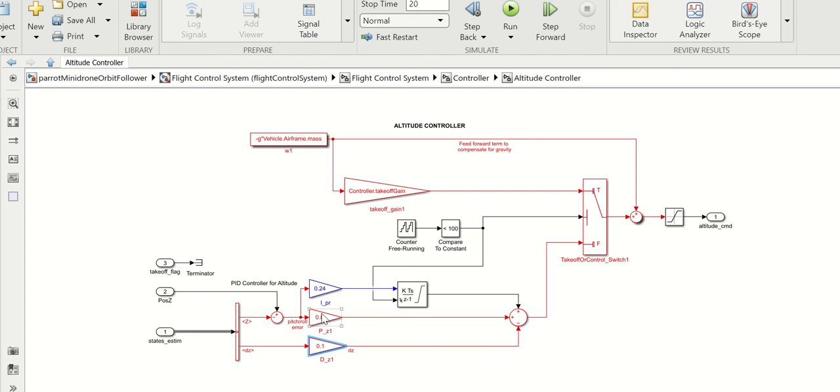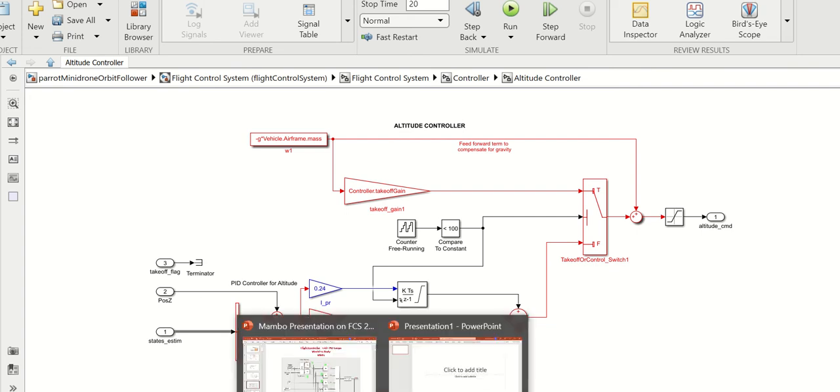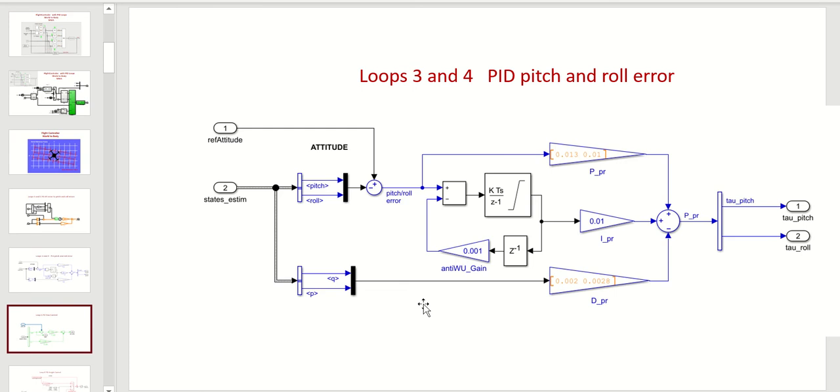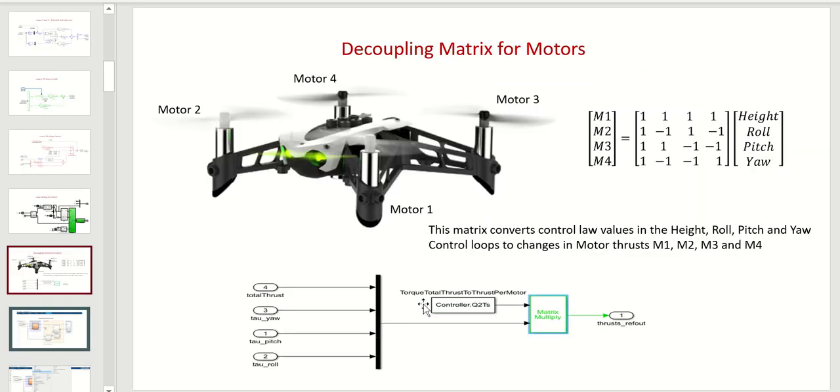I've kept the KP and KI constant. I've just played about with the derivative. As you lower the derivative, it gets less damped. So let's have a look at what I mean by that. We go down here, but these are the controllers.